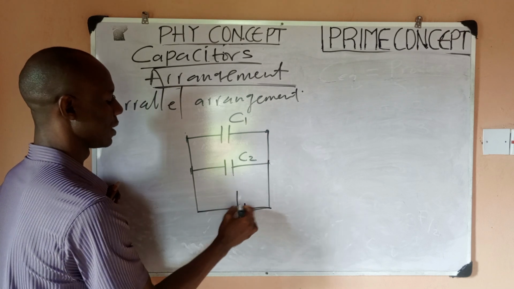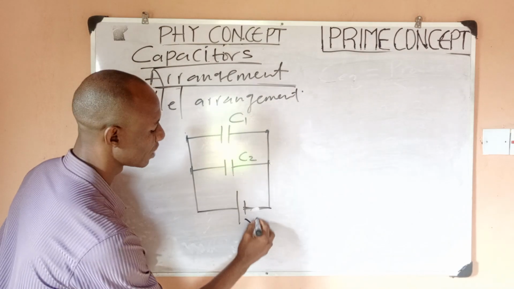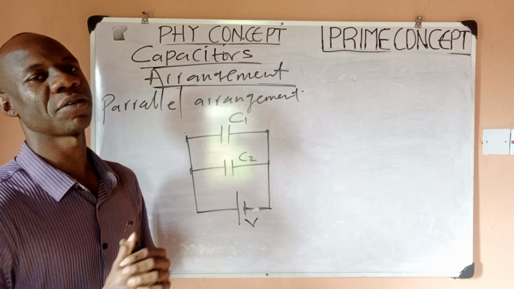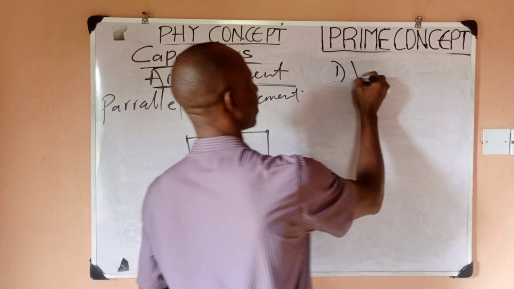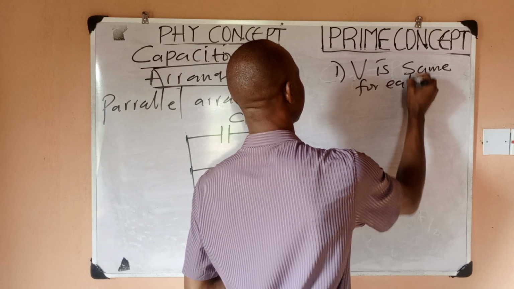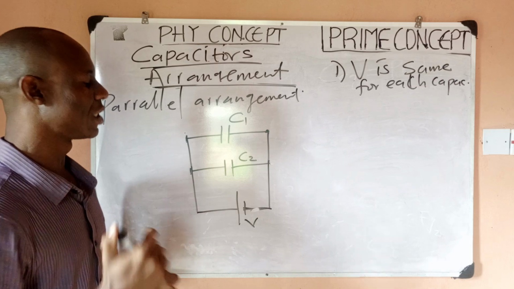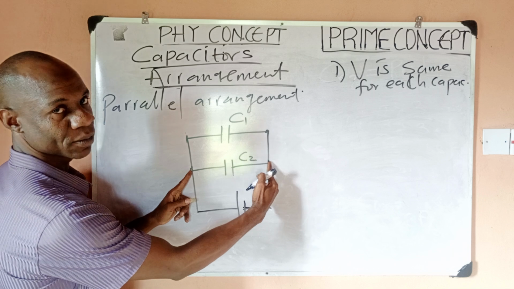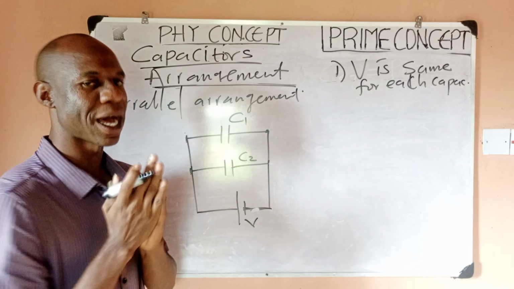So if I do this, it simply means that I have connected these capacitors in parallel. And this is the potential difference across them. Now, what is one of the points you should note for parallel arrangement of capacitors? For parallel arrangement, one, the potential difference V is the same for each capacitor. It means that the voltage you have here, V, is the same voltage you have here, V. So the potential difference, the voltage, is the same for parallel arrangement.